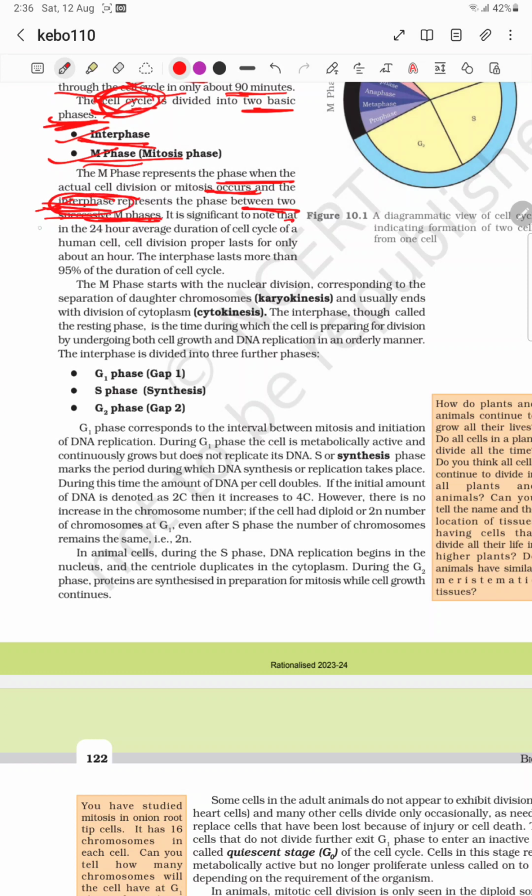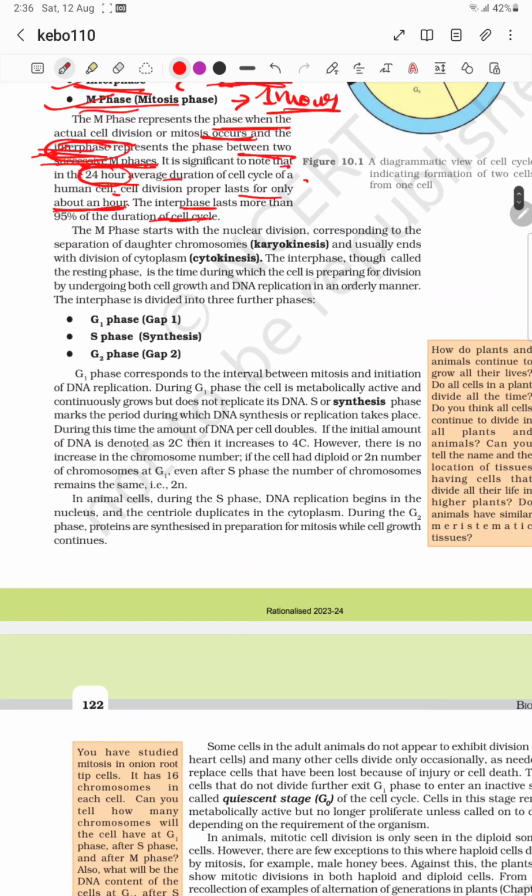It is significant to note that in the 24-hour average duration of a cell cycle of a human cell, division proper lasts for only about an hour. So in 24 hours, only 1 hour is for M phase, the mitotic phase, while 95% of the time is for the interphase, 23 hours. This data is important. Cell division lasts only about 1 hour.